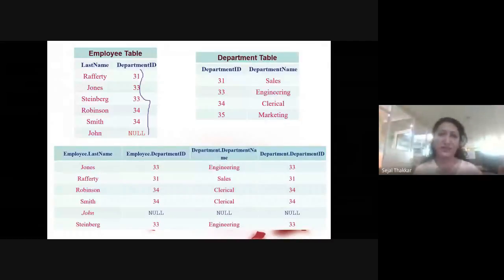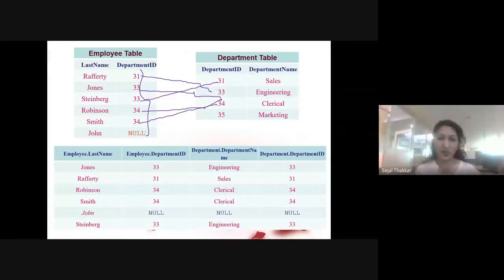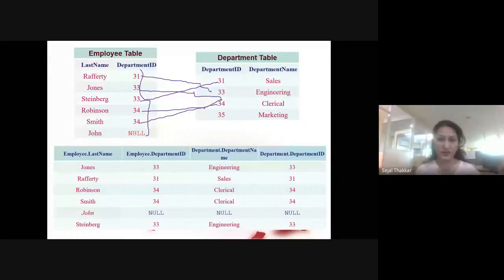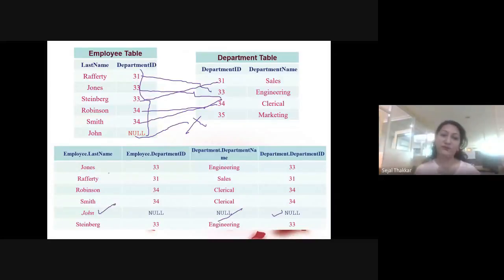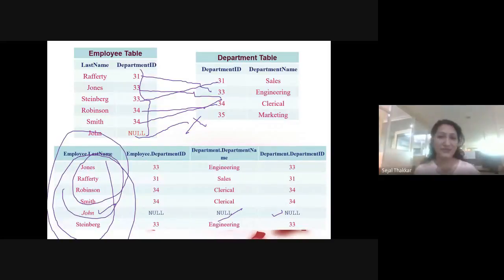All the values from the left side table will come, whether a matching value will be there in the right side or not. So for 31, you are going to get a matching value. For 33, there is a matching value. Again 33, there is a matching value. 34, a matching value will be there. 34, a matching value will be there. So everything will come here, John and null. There is no matching value found in this department table, so in that case we have to mention null. But this will come. All the data of the left side table will come as output in a left outer join.